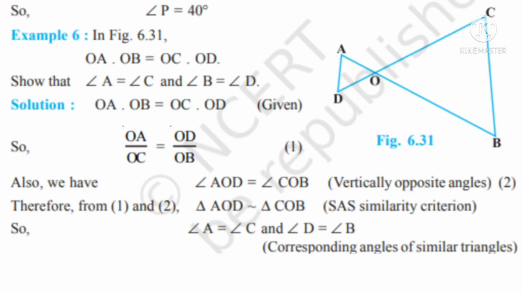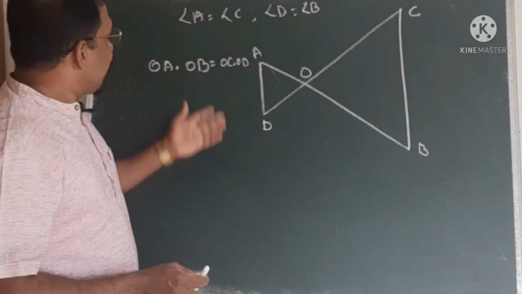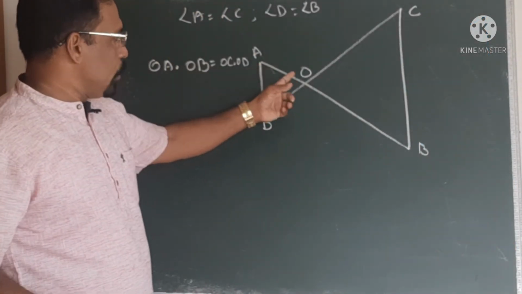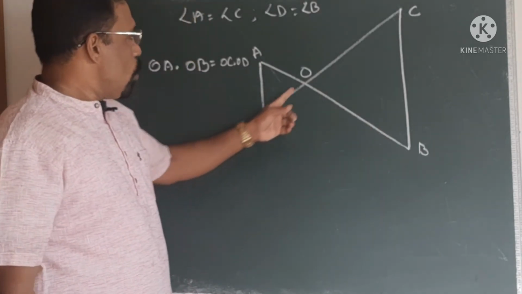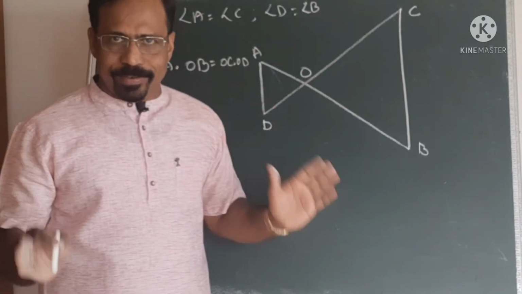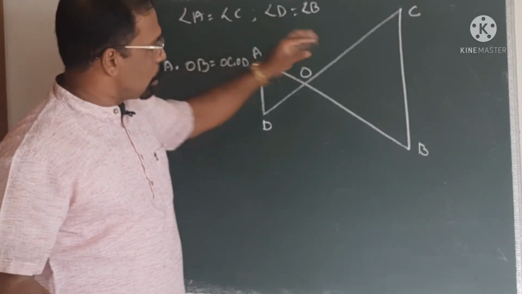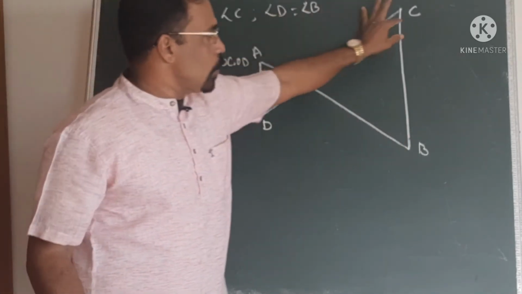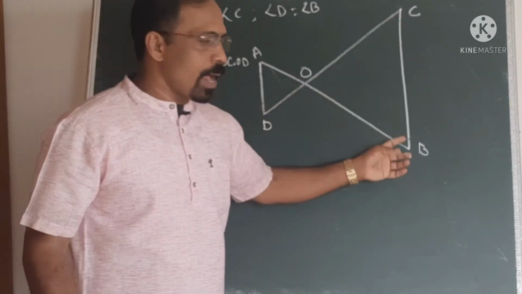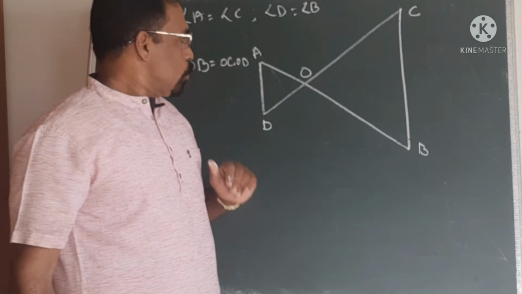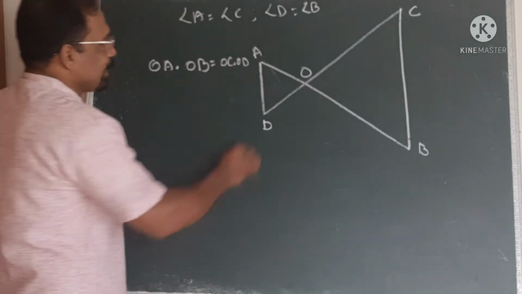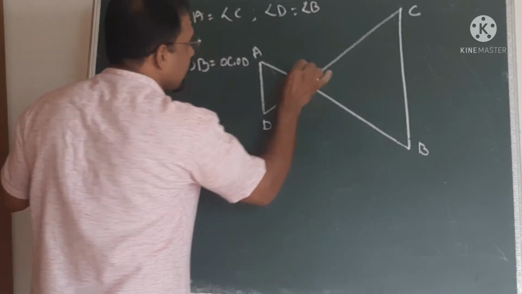Now let us do question number 6. In figure 6.31, OA into OB is equal to OC into OD, so that angle A is equal to angle C and angle B is equal to angle D. In this question, what is given to us is OA into OB is equal to OC into OD. What we have to prove is angle A is equal to angle C and angle D is equal to angle B. This is what we have to prove. So first of all, we know that these are vertically opposite angles.